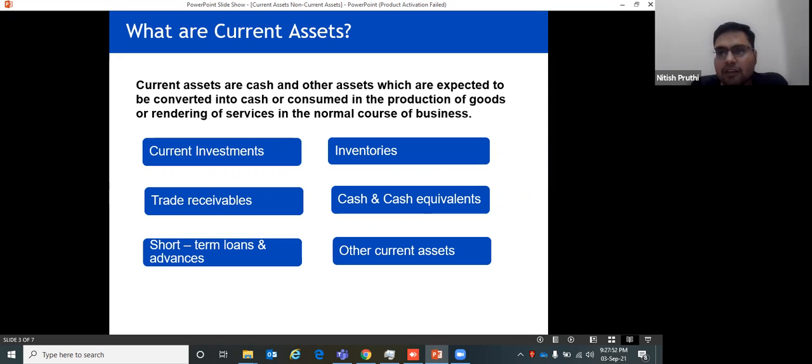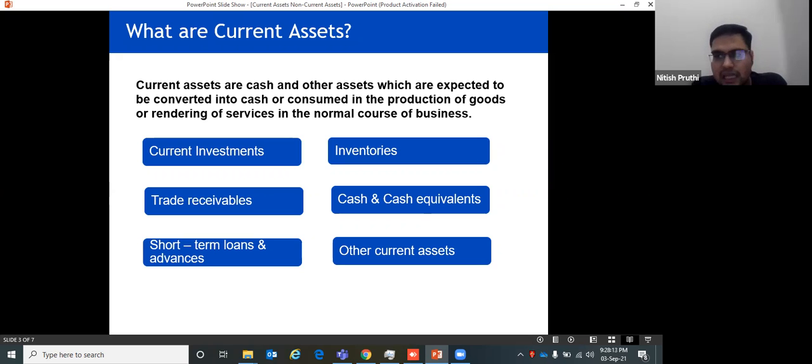So let's say you are having a fixed deposit in a bank for a period of 6 months, 8 months. Generally in the corporate world, business houses invest for a short period of time to manage their working capital. So let's say for 15 days, 1 month. Such kind of investments form part of current assets.